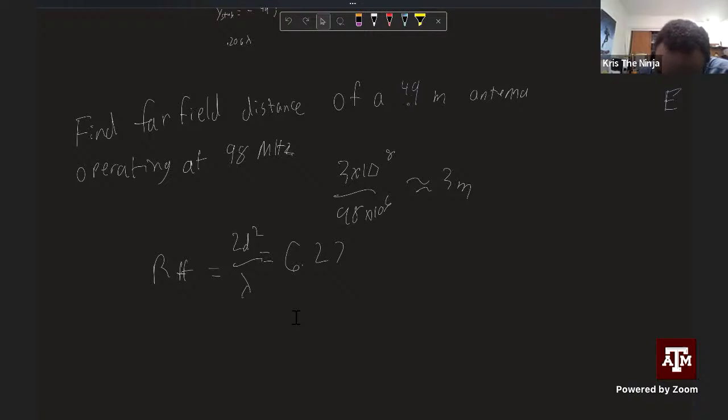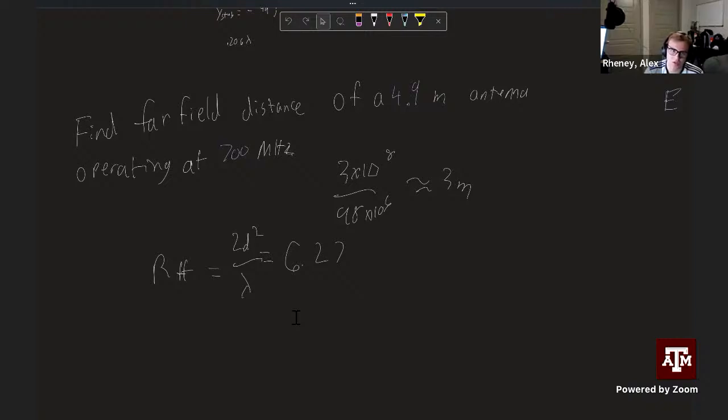4.9 meters, and operating at, what's your favorite number, Alex? Let's go with 700. Act like the 2D squared is not there. Well, actually, you kind of need it. I think you said this is on the formula sheet. It is. So RFF is the far field distance.